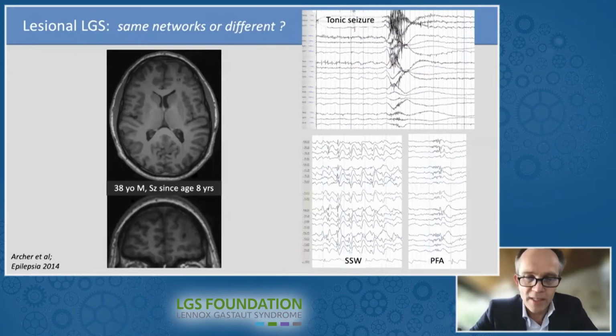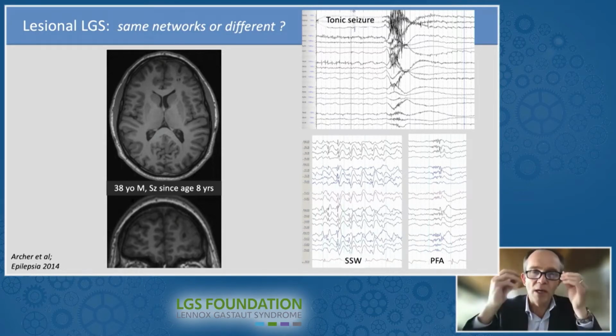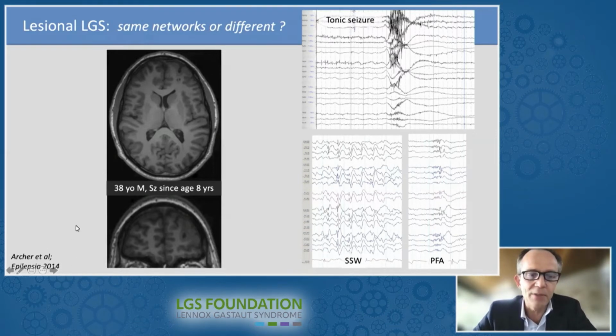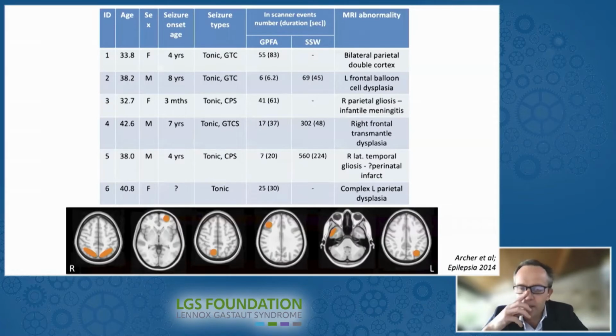Well, I've already told you that LGS can be caused by focal lesions in various locations and of various types. So an obvious question is: are the changes in brain activity the same when patients have a lesion, or are they different? Here's one example of the patients in the study that we published in 2014, a group of six patients with lesions in various locations. This particular patient has a lesion here in the left frontal lobe, a focal cortical dysplasia, and the characteristic EEG pattern that we recognise with LGS. Here are the features of the other patients, and the locations of the various lesions are shown.